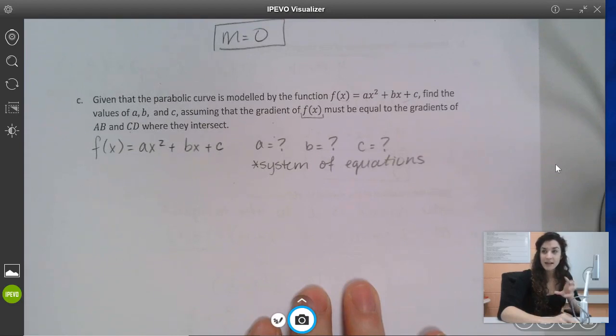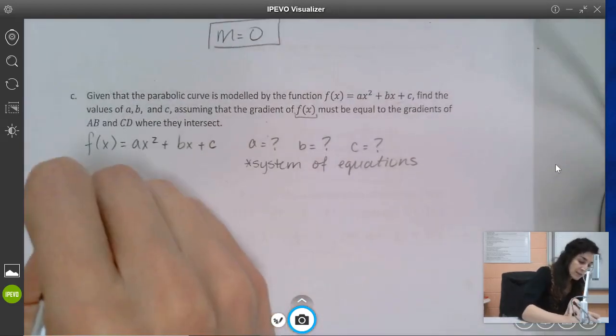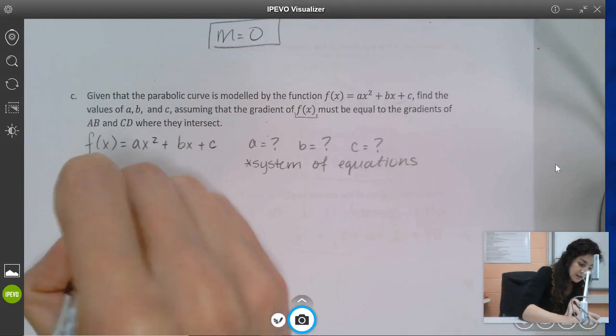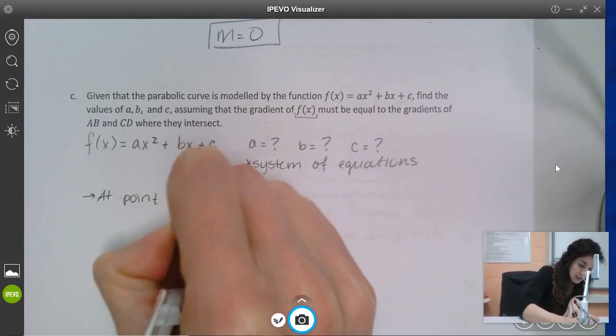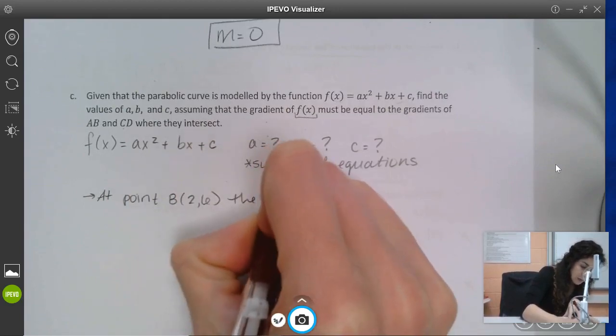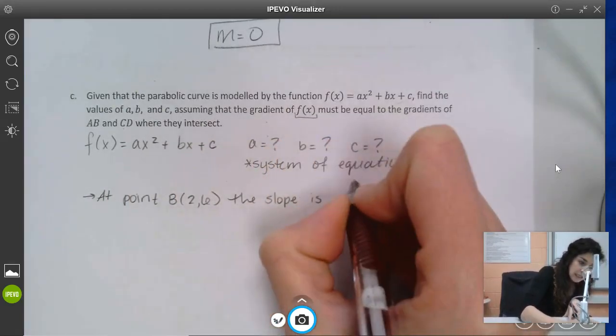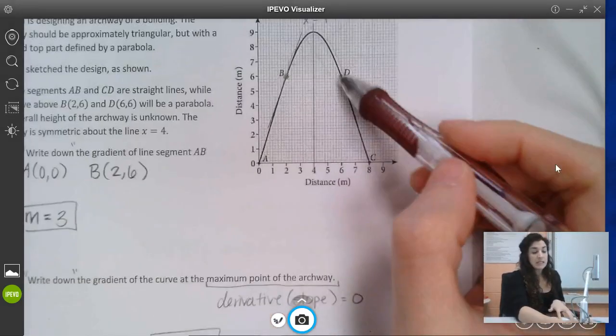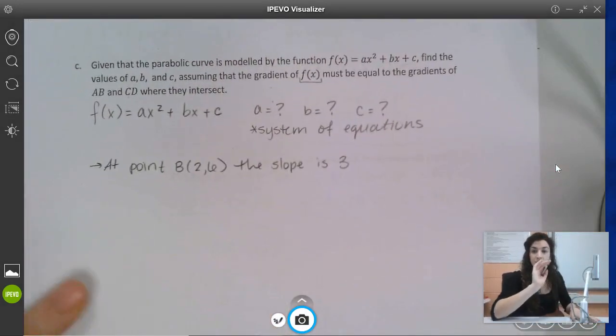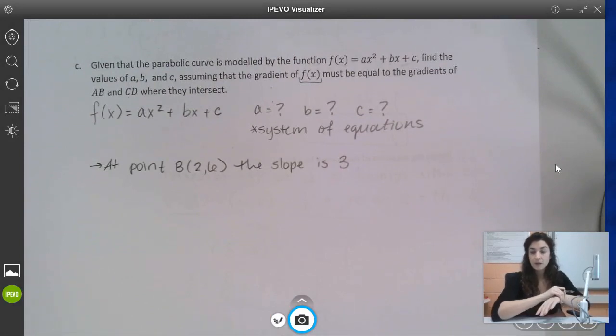Hopefully, some thoughts here and some connections. At the point B, which is (2, 6), the slope is 3. We can assume that at point D, it's also negative 3, but let's just go with this for a second. We have this information.